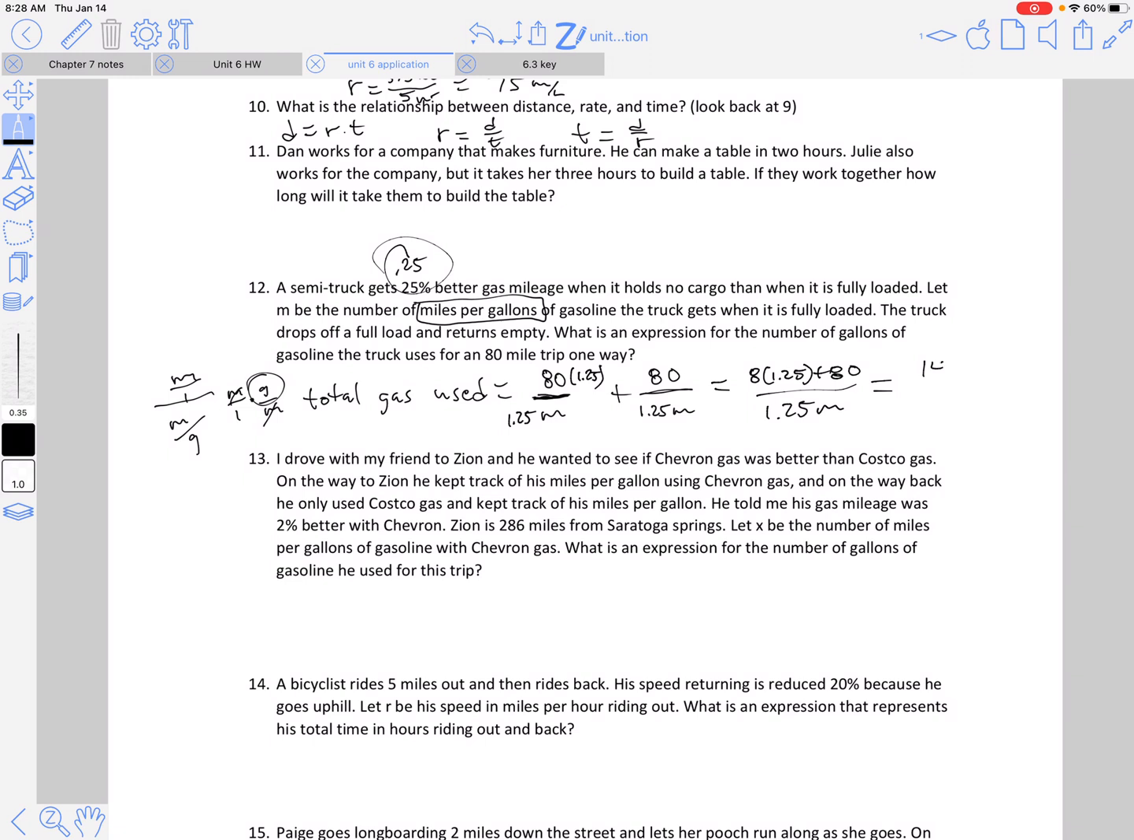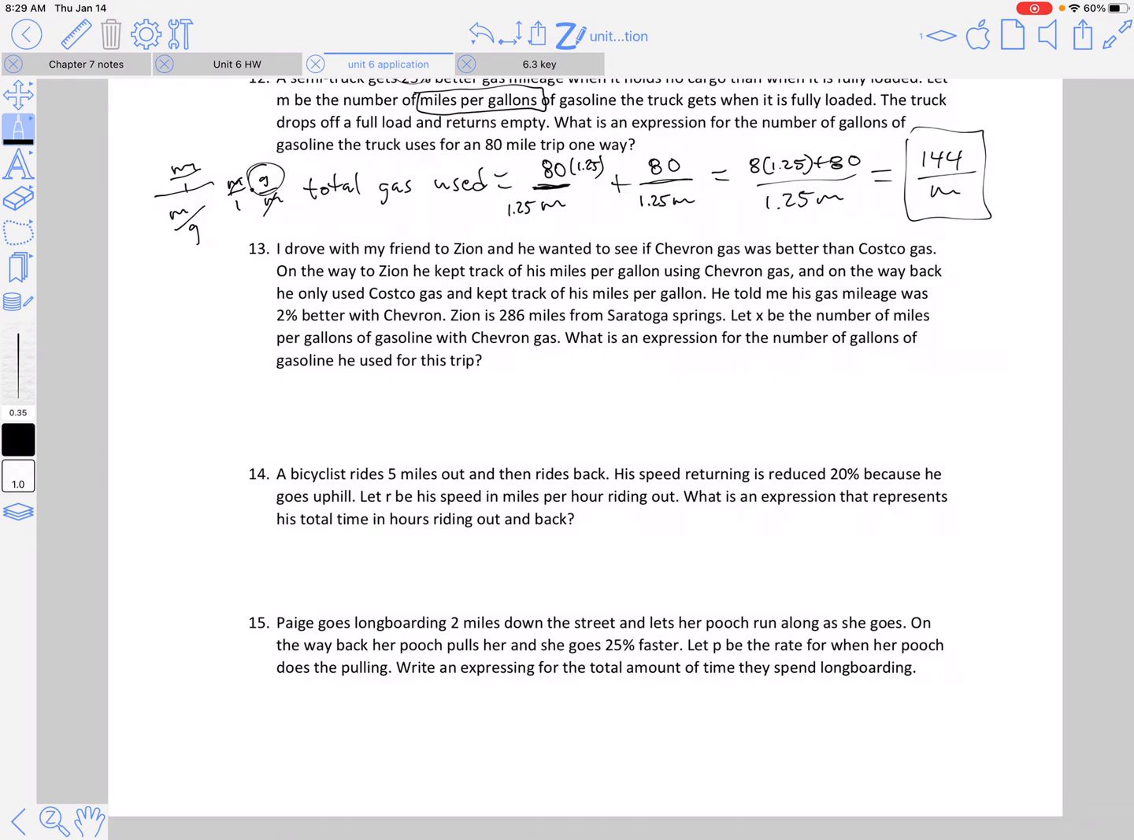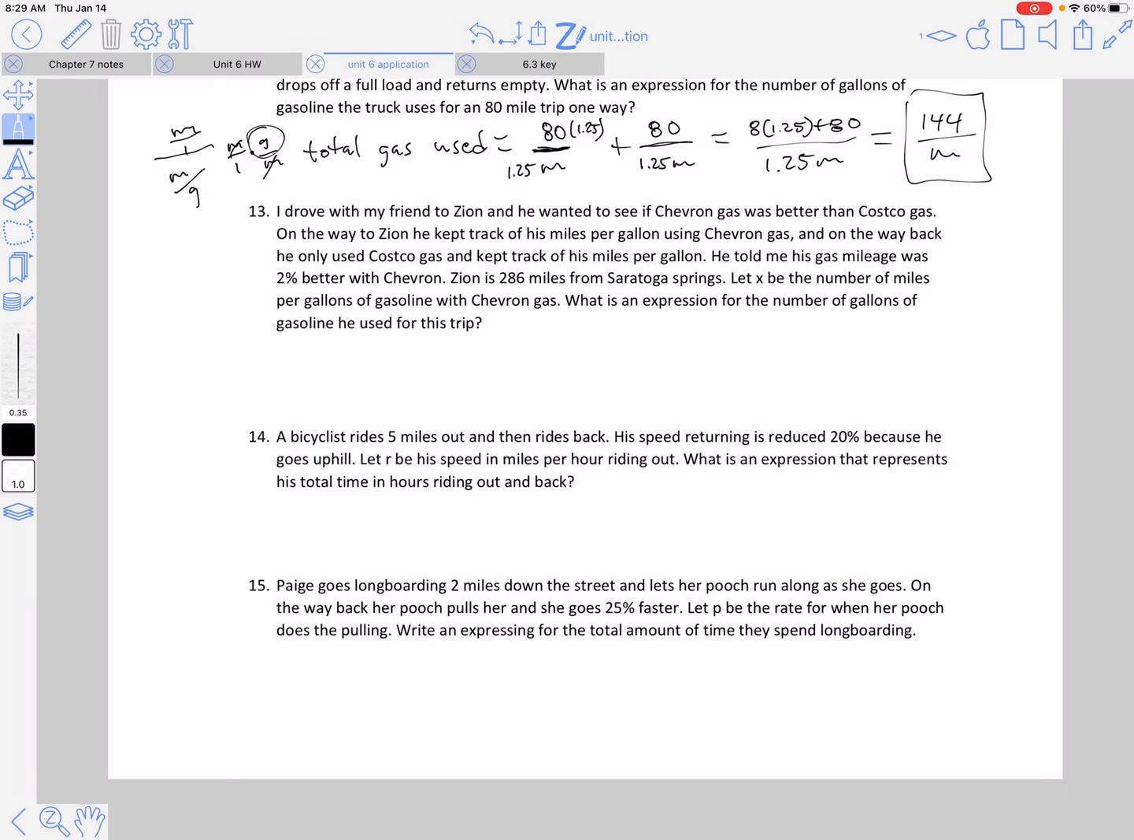And in the end, after I do all that calculator work, we have a way for him to figure it out for every trip that he goes on. He can just do 144 divided by that rate for this trip. All right, so try 13. It's very similar. And then I'll post the key as well. Okay, so 14, actually, yeah, let's do 14.